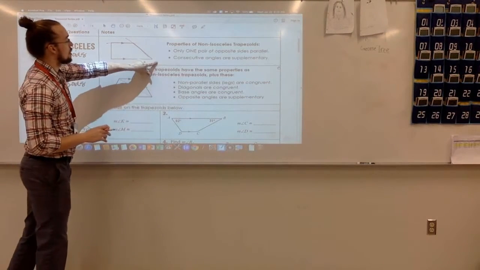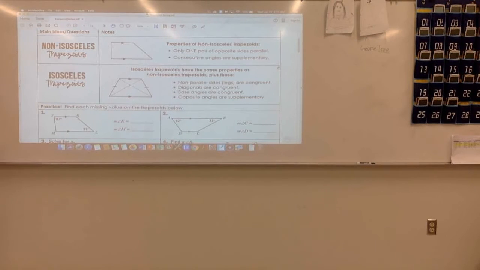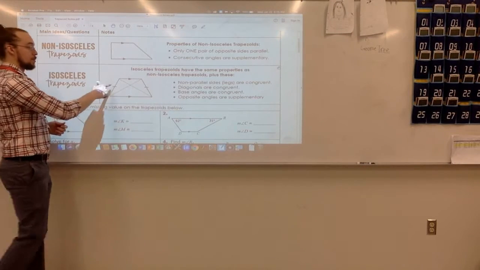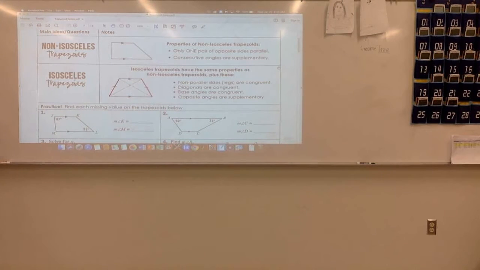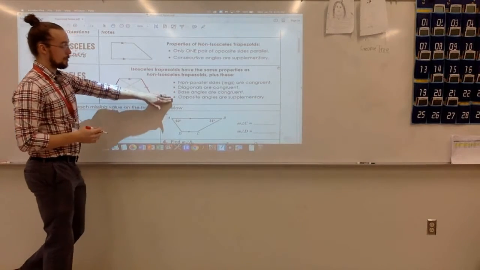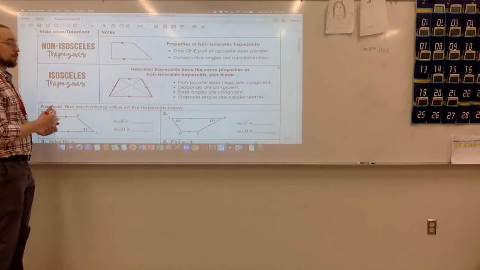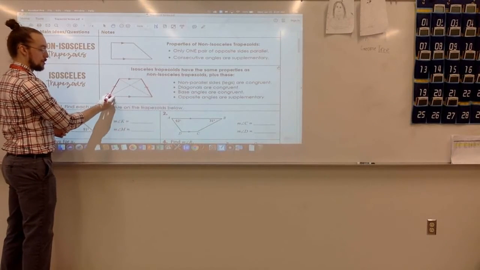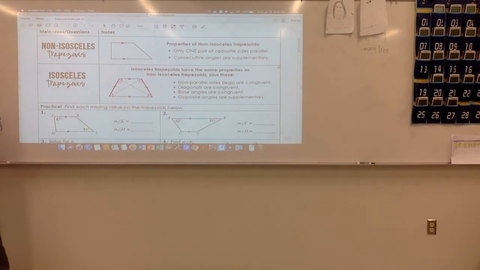Okay. So then we can go one step further and say if we have an isosceles trapezoid. Now, isosceles we talked about with triangles, and that just means that we have two sides the same. So in an isosceles trapezoid, these two sides, which we call the legs, the non-parallel sides, are congruent. And then we have a few extra properties. The diagonals are congruent in an isosceles trapezoid. The base angles are congruent. So what that means is these two angles are congruent to each other, and these two angles are congruent to each other. And then also opposite angles are supplementary.